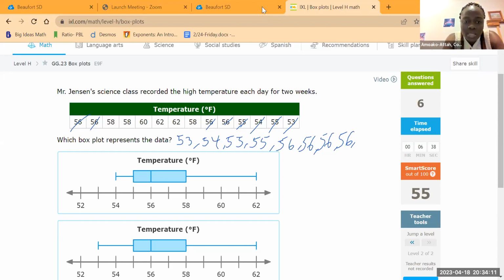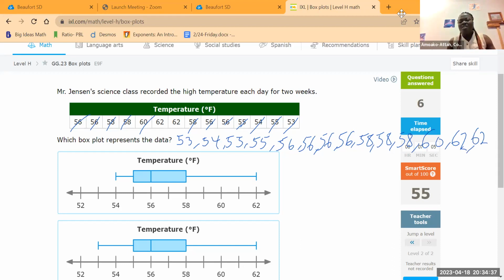Then we have 58, right? How many 58s? 1, 2, 3. Then we have 60, and we have two 62s. 62, 62. All right. How many numbers do we have in all? 1, 2, 3, 4, 5, 6, 7, 8, 9, 10, 11, 12, 13, 14. This is an even number. So 14 numbers in all.